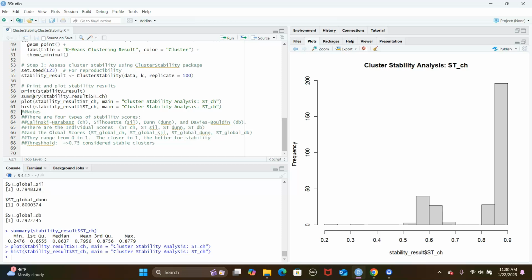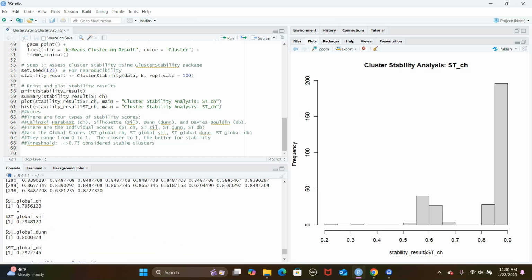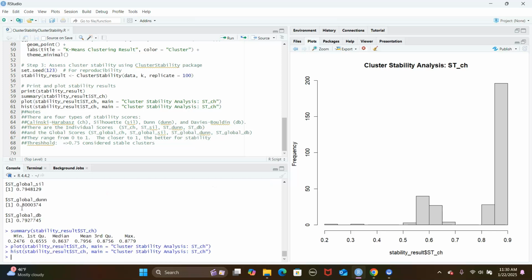Okay, so from the stability analysis here, we know the overall global scores are all above 0.75, so it's acceptable, but there are some points that may be difficult for the clustering analysis. Okay. All right. This is another way of performing stability analysis of clusters in a cluster analysis. Thank you.